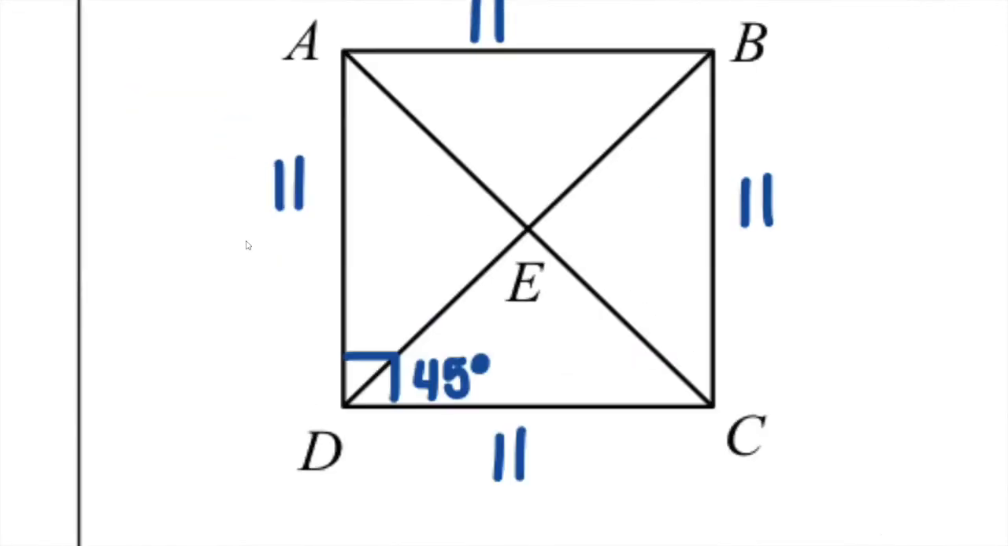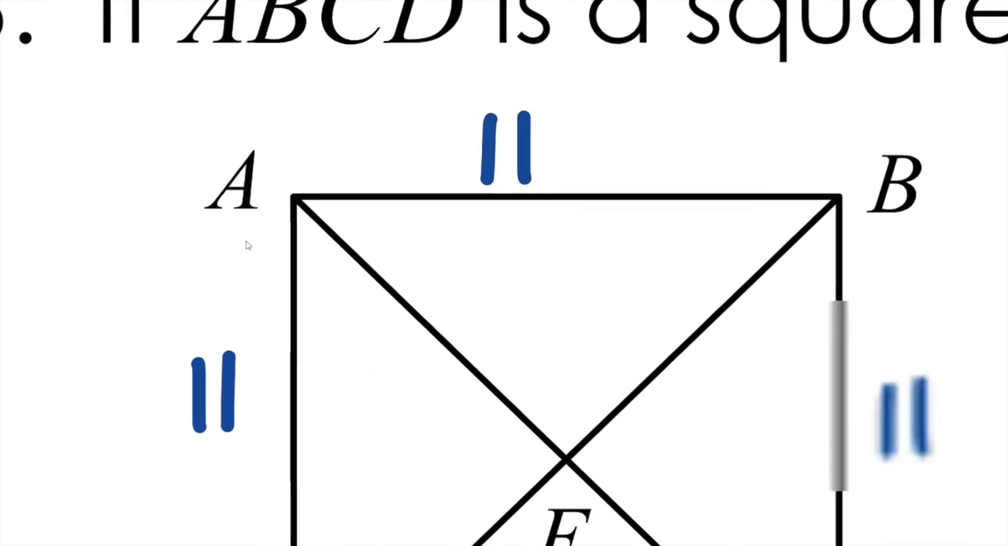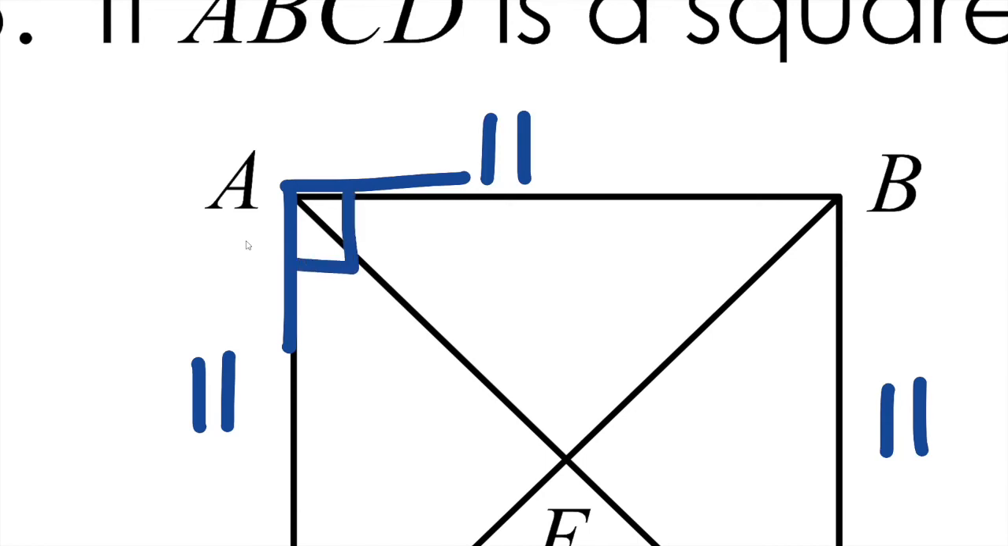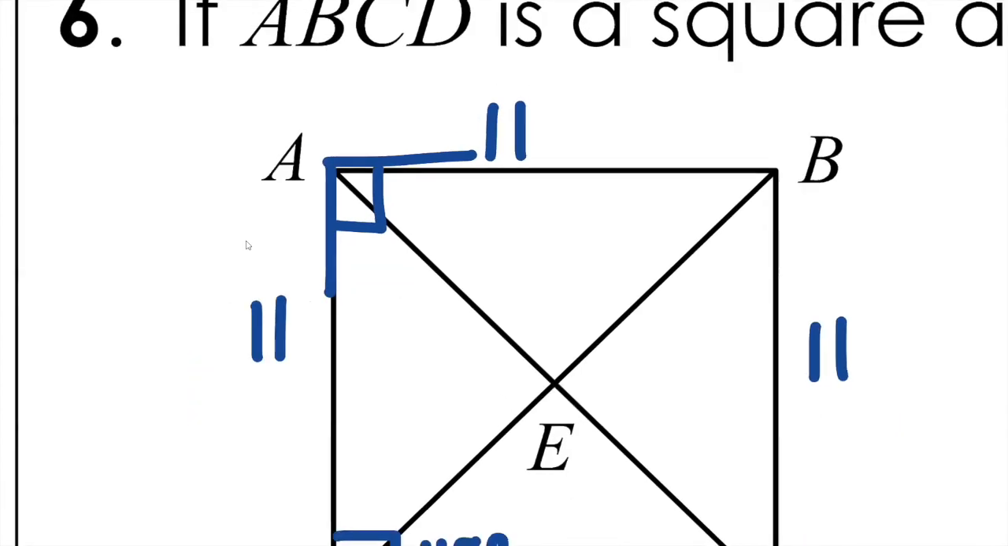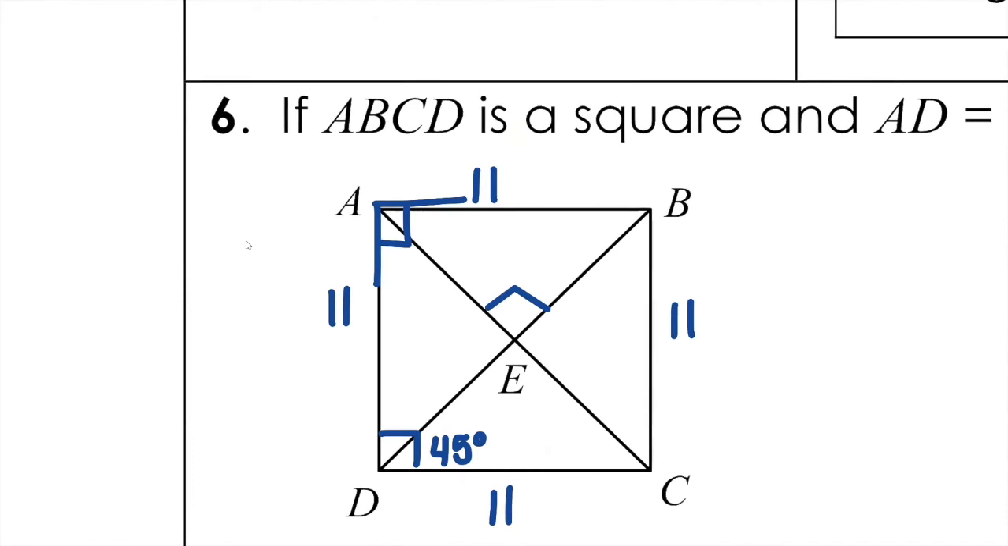So DAB would be this full angle, which we know the corners of a square are 90 because they have the property of a parallelogram and a rectangle. And then in the middle, these guys are also perpendicular because they have the property of a rhombus. So the only two angle options for a square are 45 or 90.